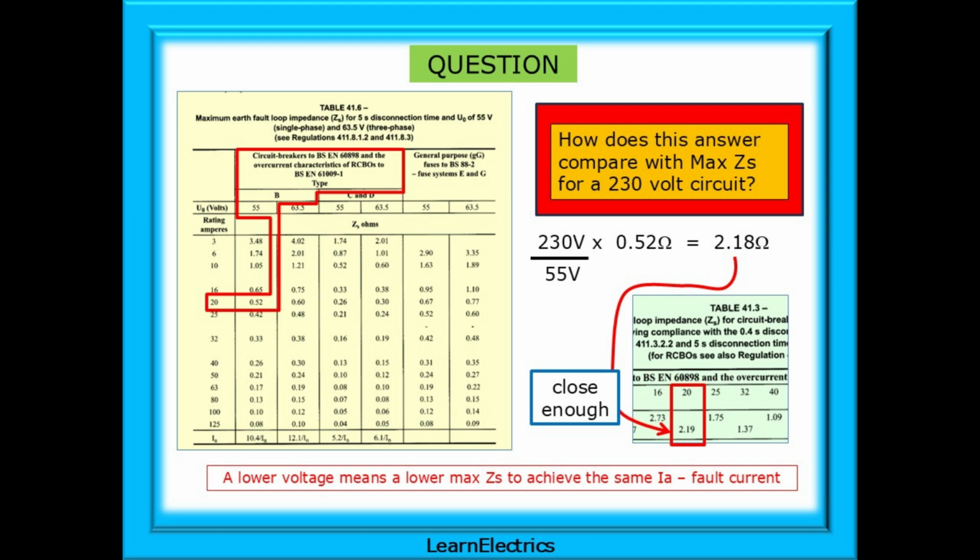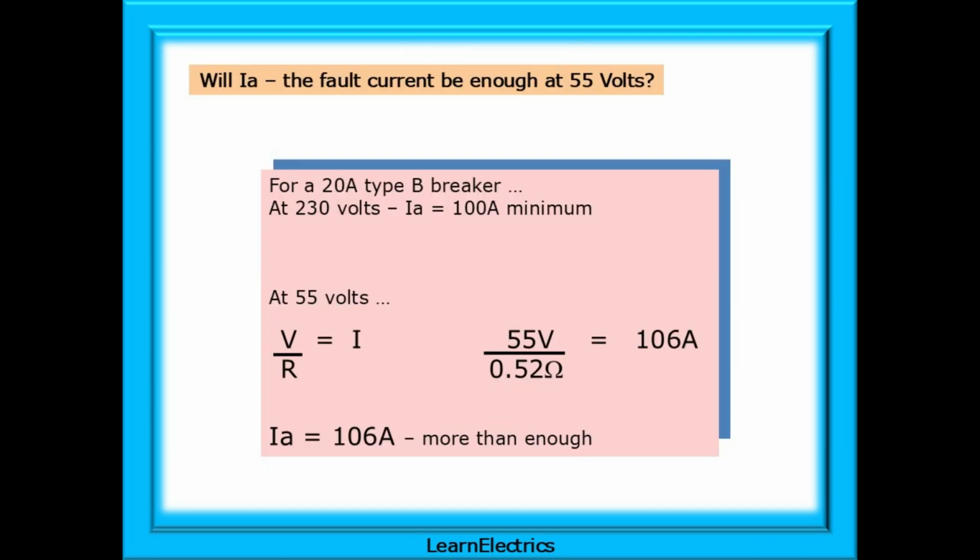A lower voltage of 55 volts needs a lower ZS to make sure the sufficient fault current flows. So will IA, the fault current, be enough at 55 volts? For a 20 amp Type B breaker at 230 volts, IA must be 100 amps minimum. Making an Ohm's law calculation using 55 volts and 0.52 ohms, we calculate that IA will be 106 amps.